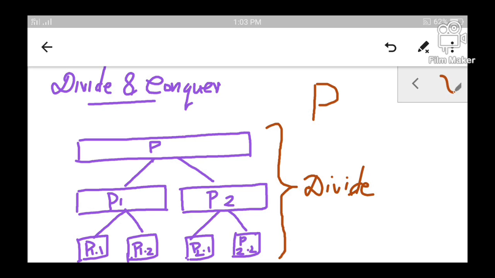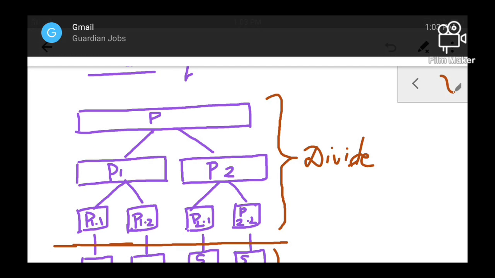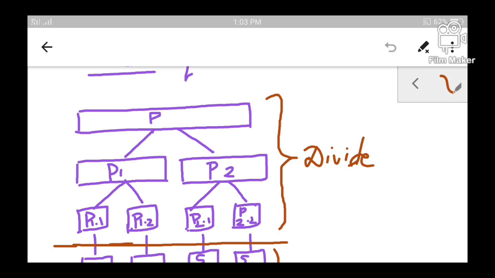Let us have a close observation of the figure. Let this be our problem. Since the problem is big and complex, it cannot be solved directly. So I have decided to split the problem into two sub problems, named P1 and P2. So our problem P has now been divided into two sub problems, namely P1 and P2.